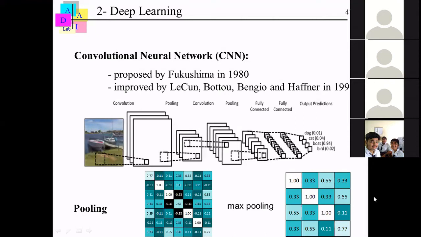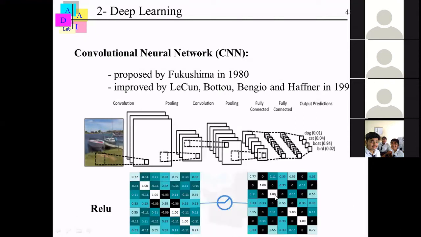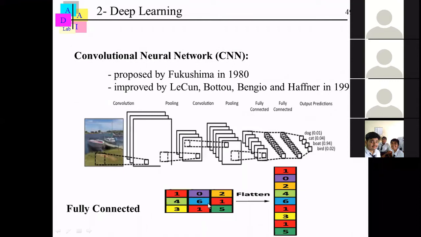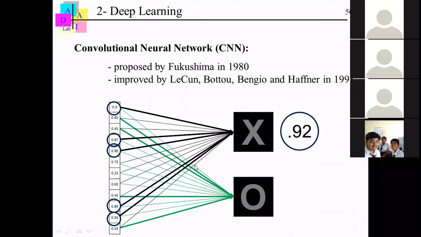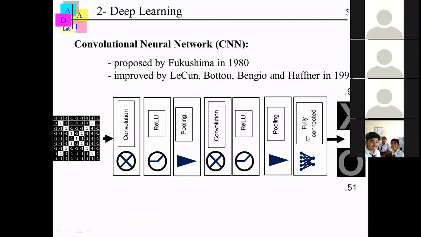And the next is ReLU, which is used against overfitting. It means that we keep the positive numbers and change the negative numbers to 0. And fully connected means that we flatten the last result into only 1 column. From that, we can predict by probability whether the original picture is X or O.